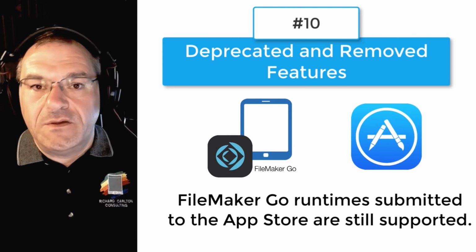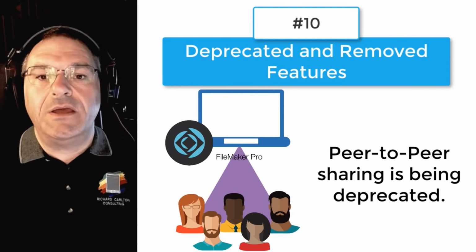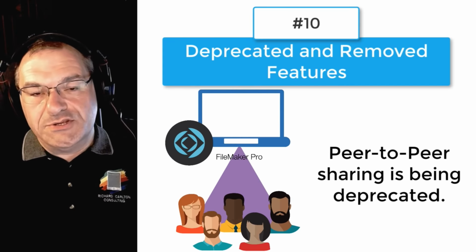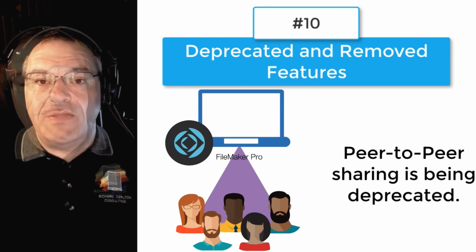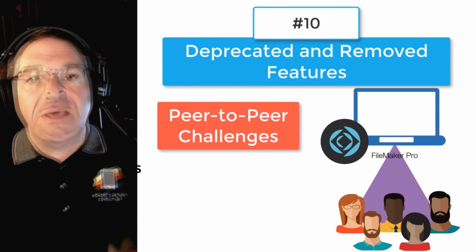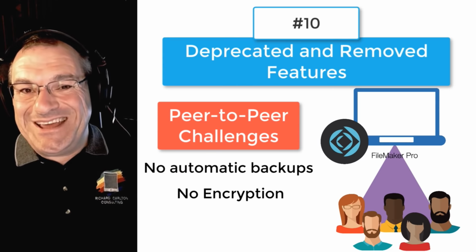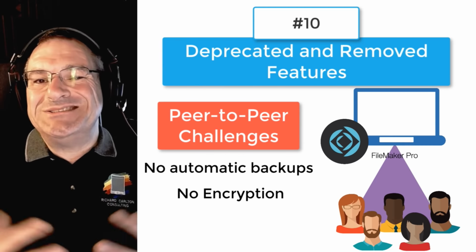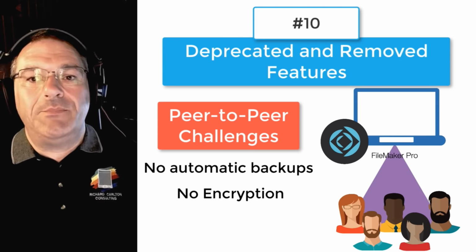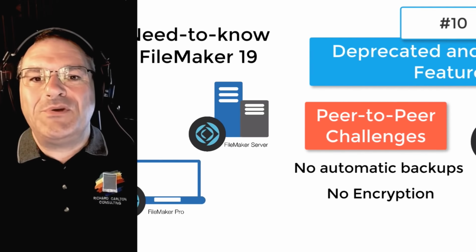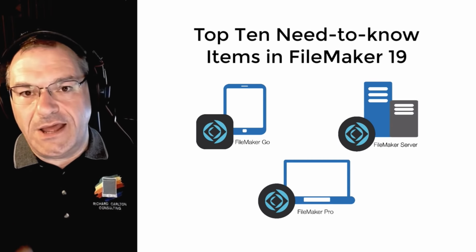longer in the product. Additionally, FileMaker has announced that they plan to deprecate peer-to-peer sharing, which is where you have one FileMaker user sharing with a couple other FileMaker users in an ad hoc network. Now, that sort of setup has a lot of challenges. Specifically, there's no automatic backups, there's no encryption and security, etc. So peer-to-peer sharing is not the best way to really share a FileMaker application with other people on your team. So that pretty much wraps up the top 10 things you need to know about the FileMaker 19 product.